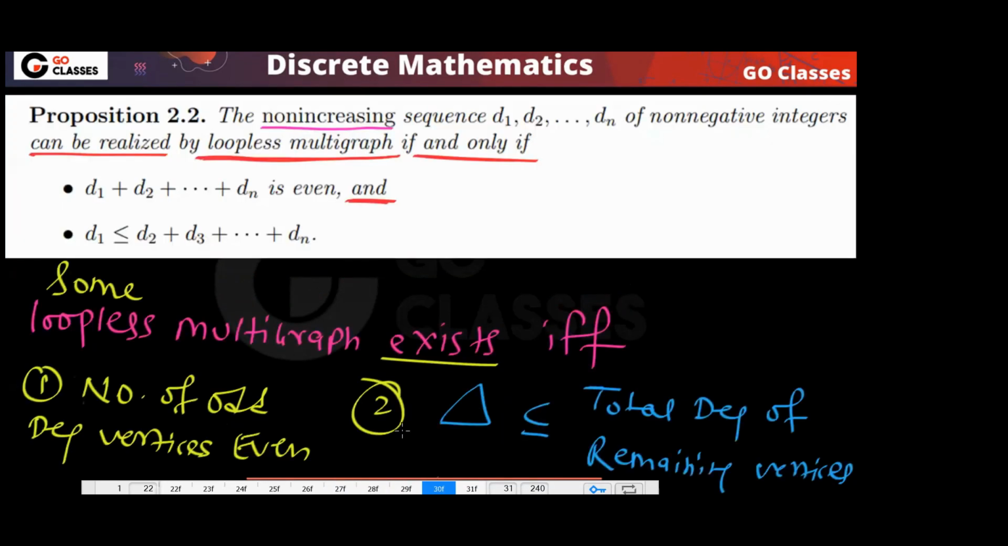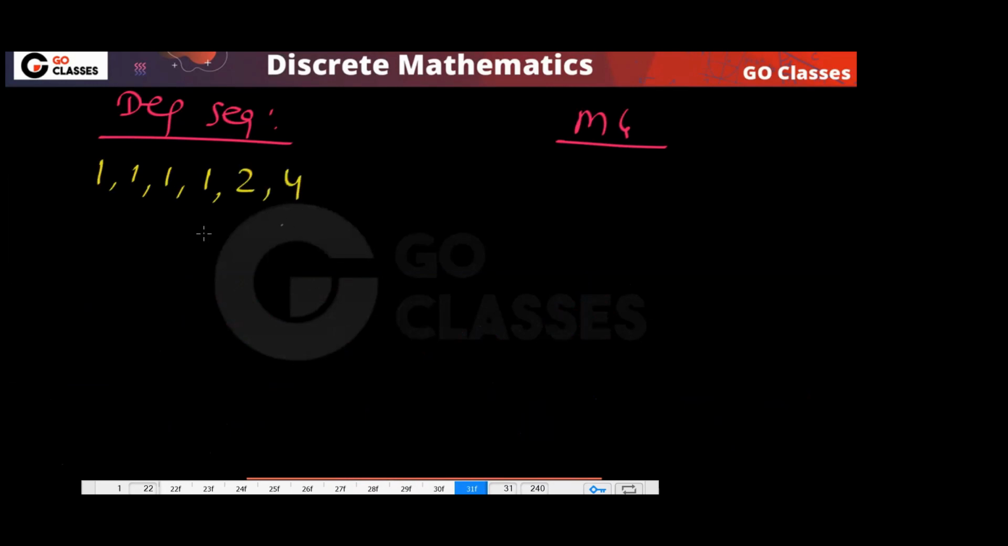So now let's take some questions. So this is clear. Just this condition you have, that the maximum degree should be less than or equal to the total degree of the remaining vertices. Now let's see the degree sequence. Like if I give you this degree sequence 1 1 1 1 2 4, tell me, can you create a multigraph?